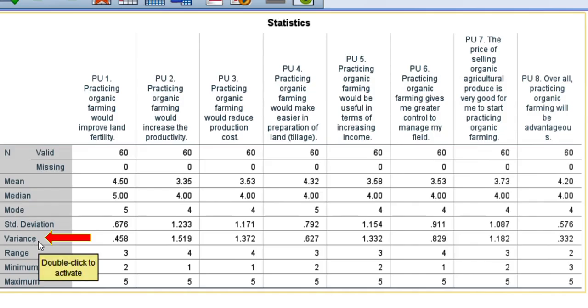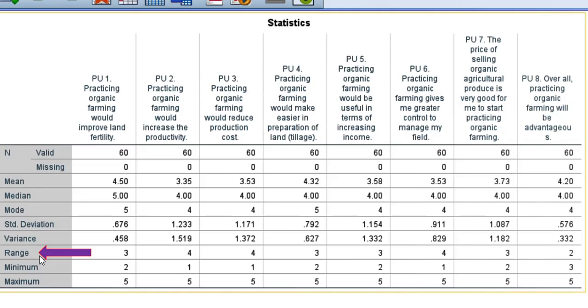Variance. Variance measures the average squared deviation from the mean. It is the square of the standard deviation. A higher variance indicates greater variability in the data. In this example, perception 2 has the highest variance, which indicates greater variability in the data among respondents.